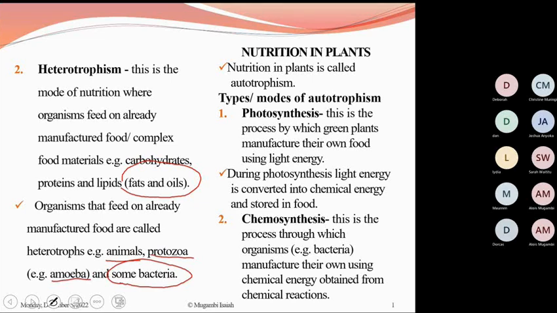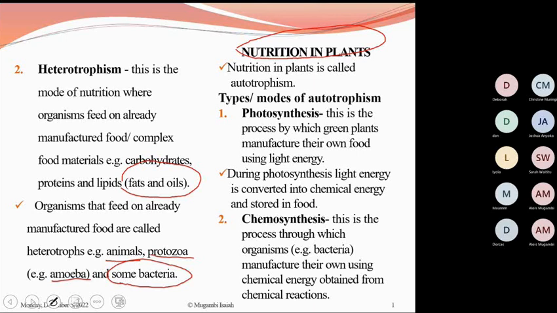I think you should be able to get this now from the very first topic in Form 1. Today I want us to look at nutrition in plants. Nutrition in plants is what we call autotrophism, so plants are autotrophs.